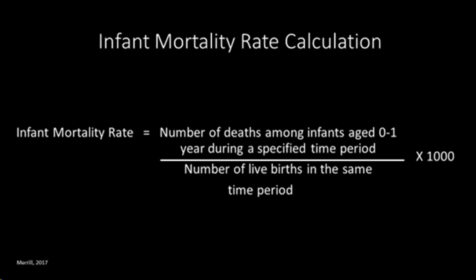The infant mortality rate is calculated by dividing the number of infant deaths before 1 year of age by the number of live births in the same time period times 1,000.